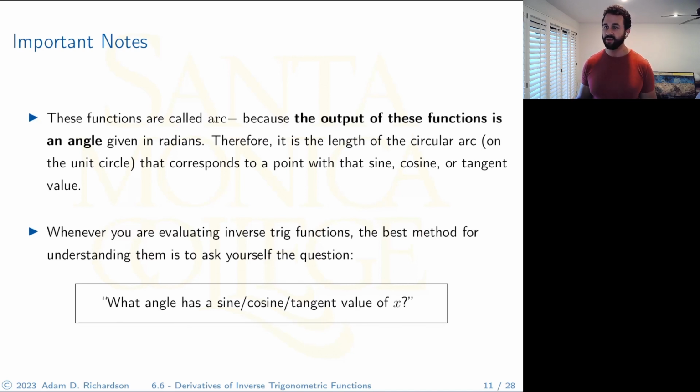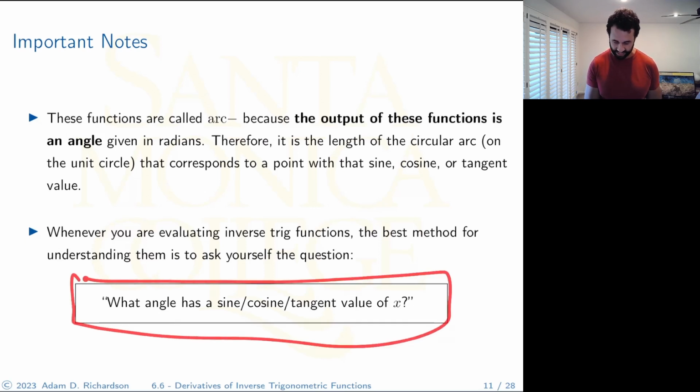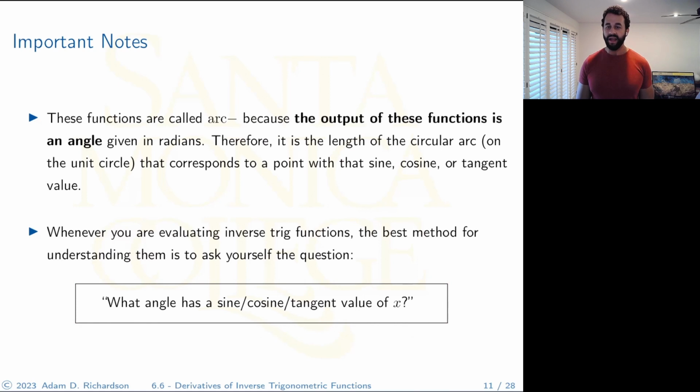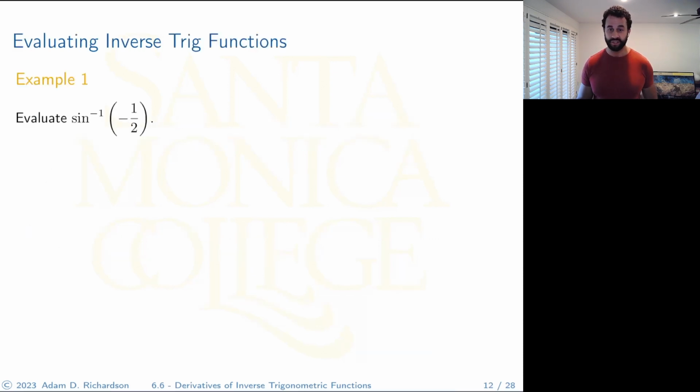Now, here's my suggestion. Whenever you're trying to evaluate inverse trig functions, the best method for understanding them is to say this sentence out loud to yourself. I highly recommend you practice it. When you're working with something like arc sine, what you're really saying is, what angle has a sine of blank? All right, let's try one just to kind of refresh your memory.